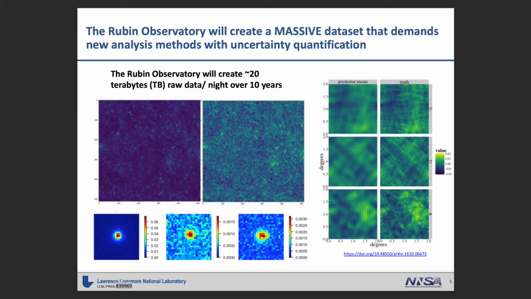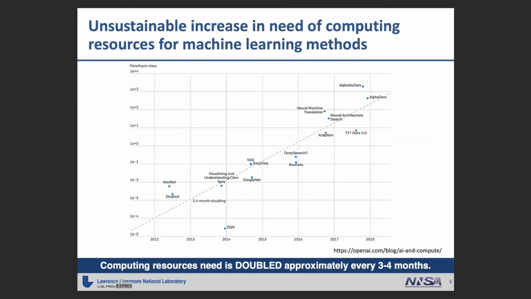This is a wide variety of problems, all of which need uncertainty quantification, but machine learning methods as they exist currently are becoming computationally unscalable in order to process that large amount of data, theoretically every night. This is not unique to this problem. Of course, this exists in all sorts of problems we deal with at the labs.